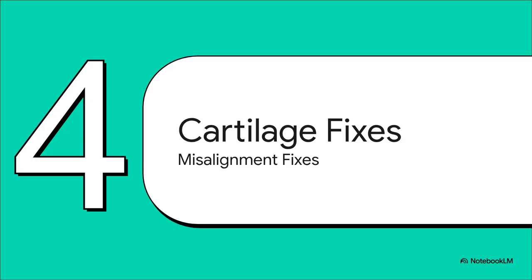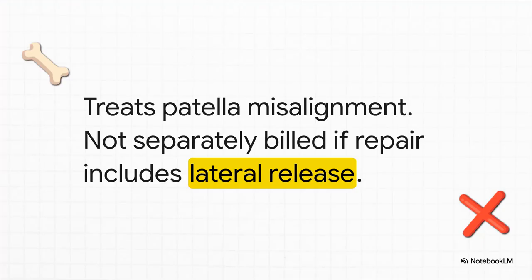And finally, Part 4, cartilage and misalignment fixes. Let's wrap this up by looking at the coding for fixing patella tightness and frayed cartilage. Code 29873 is your lateral release, treating patella misalignment by cutting that tight connective tissue.